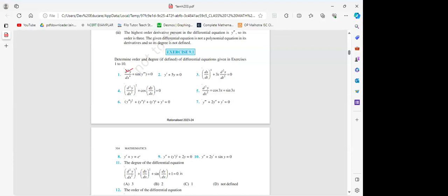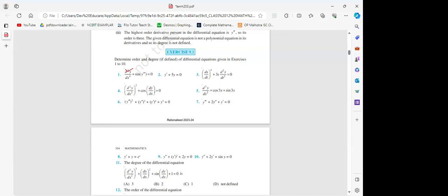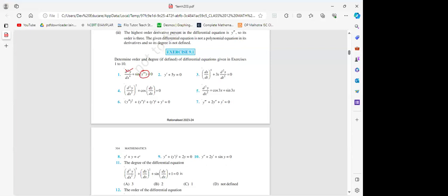The order is 4, degree is 1. Oh, degree is not defined. Degree not defined, because it has, yes, that will be the answer. Degree not defined. In case of question 2, tell me the order and degree. Order is one and degree is also one. Order 1, degree 1.